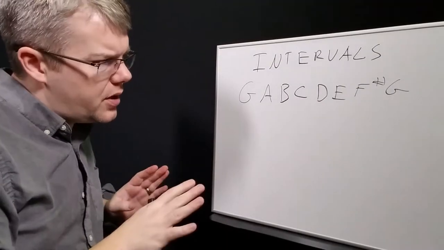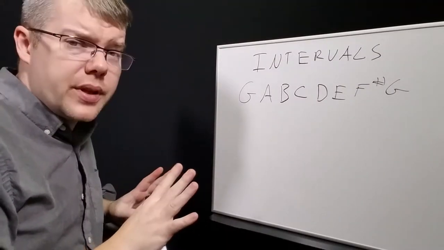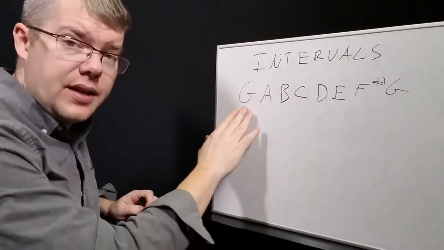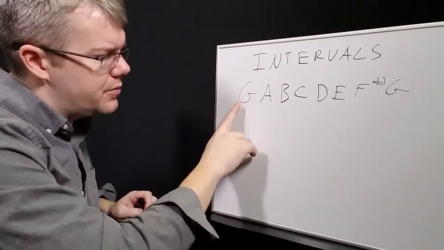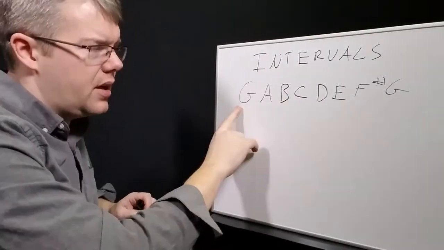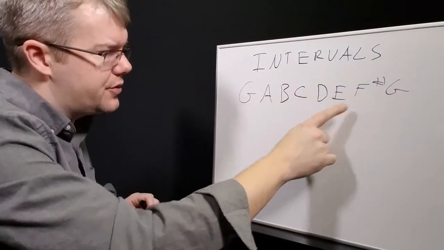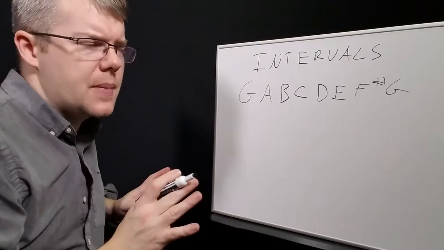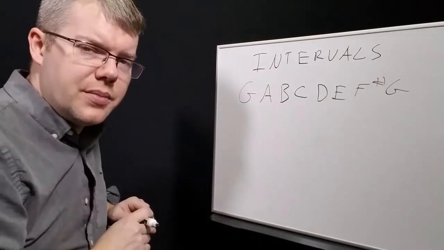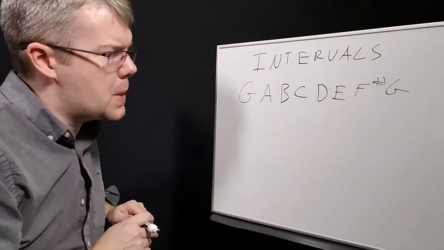Intervals. So far, our rule has been that we always had to have a connecting note. If I wanted to go to the C note, I'd always have to go from G to A to B to C. I couldn't go from G to C to F sharp to A to G. Now that was against the rules until now. Intervals can be kind of fun to play.